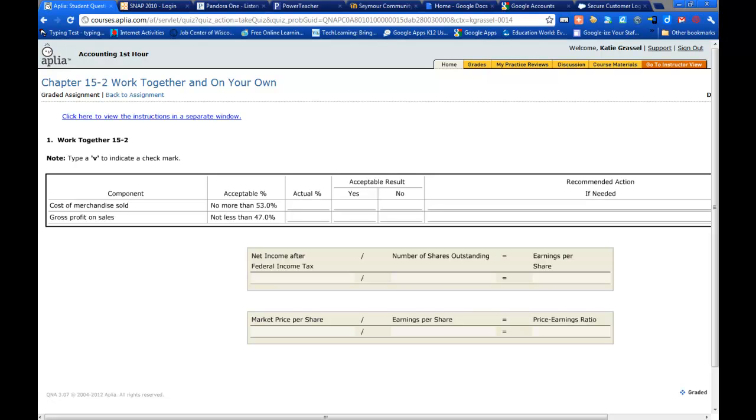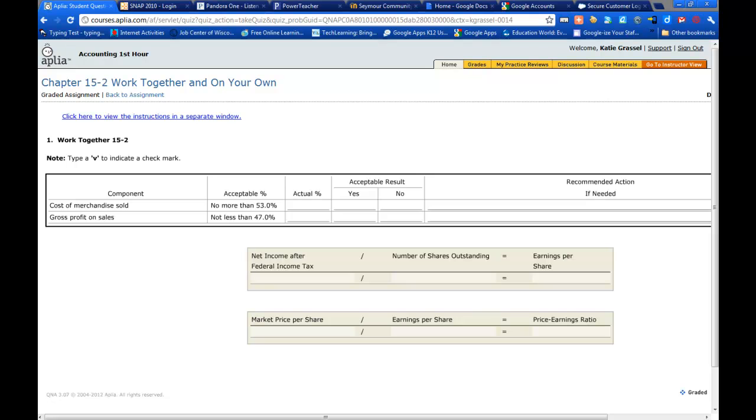So, right here, the first one we have is the cost of merchandise sold. They are saying that they don't want it to be more than 53%. So they're saying that of your sales, they don't want your component percentage to be higher than 53%, because if it is, that means you are spending too much on the product and you're not getting as much on your sale.